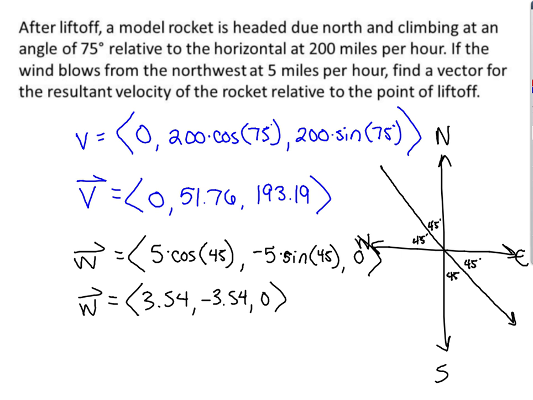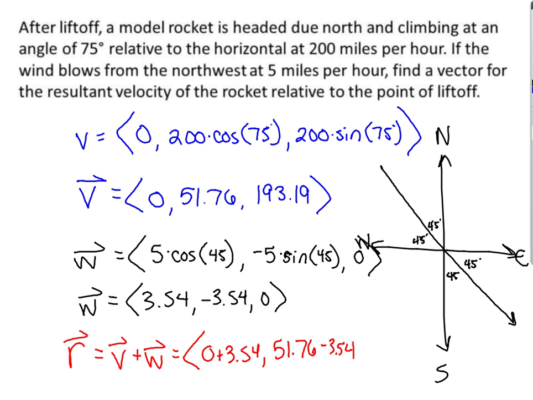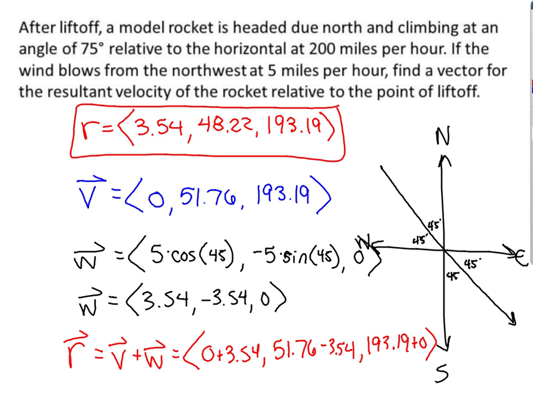We need to find the vector of the resultant of this. Remember to find the resultant, you just take your two vectors and you add them together. So this is going to be 0 plus 3.54, 51.76 minus 3.54, and 193.19 plus 0. So our resultant vector will have the components of 3.54, 48.22, and 193.19.